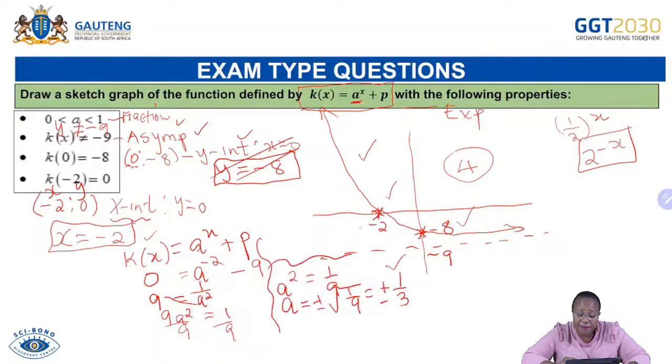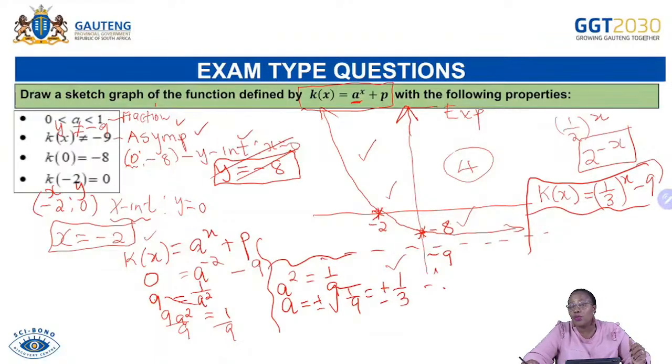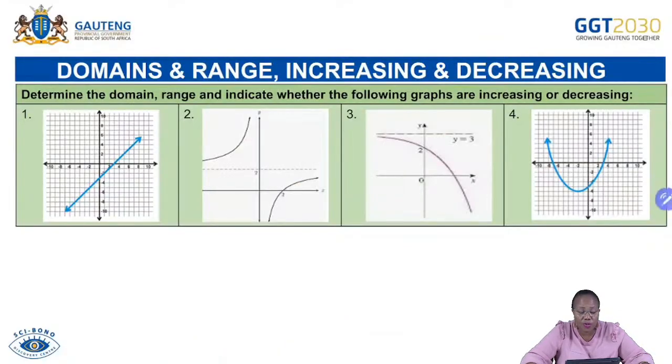And then now the a value, according to this graph, must be a positive one because the y value is positive. So now the equation of this, therefore, will be, let me write it here. The equation of this will be k at x with the value of a being 1/3, to the power of x, and the p value will be minus 9. So grade 12, the examiner can ask you either to draw or to identify the equation of this particular graph.